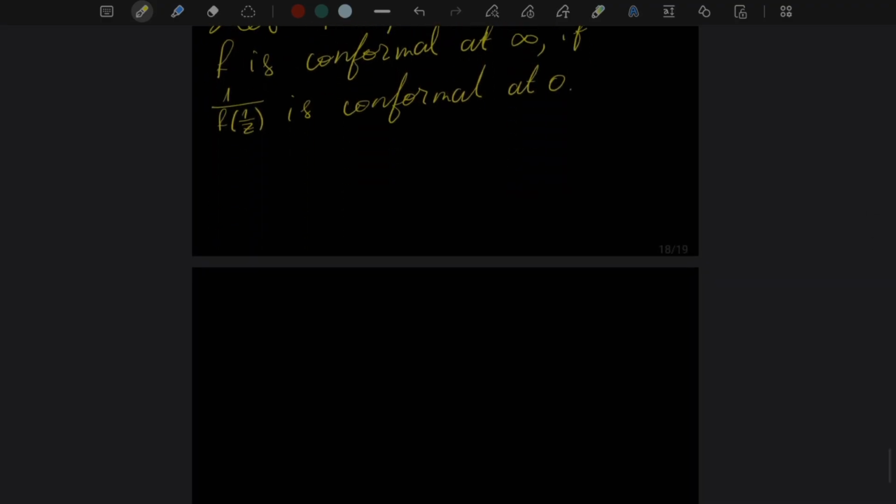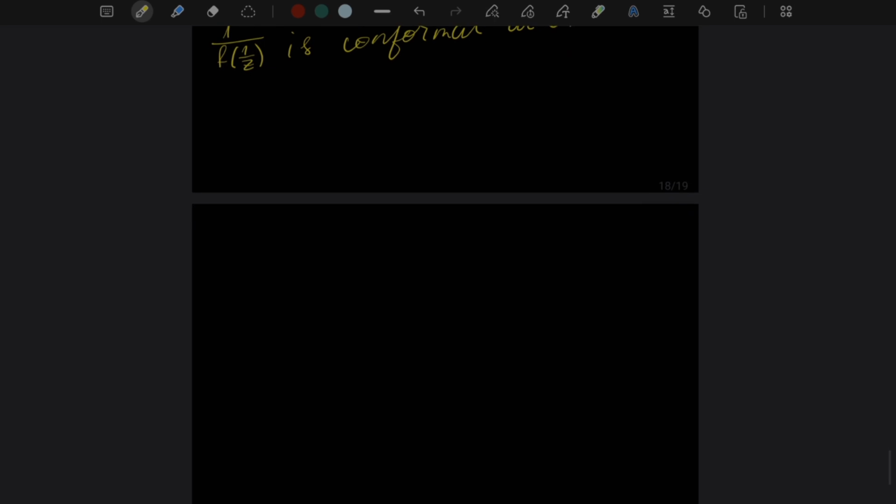Now we have a definition. In real analysis, we have a concept of injective functions. So, for any two arguments, we have different values of the function. Here, we have a similar concept, but it is called univalent. So, f is univalent in omega if for any two arguments the values of the function at them are not the same.